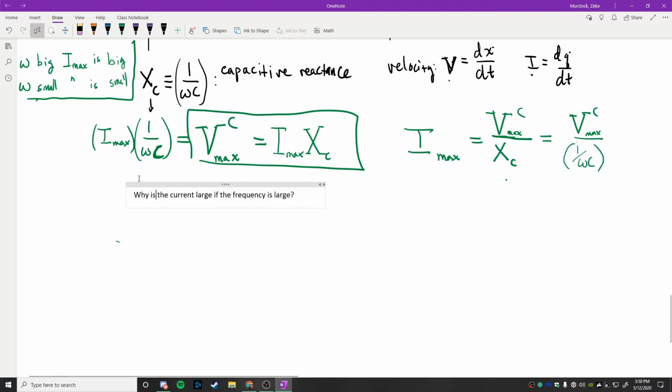Now, it also depends on C too, right? I mean, the smaller the value of the capacitance, the bigger this becomes. What about the opposite? Maybe it makes more sense to think about why the current is... okay, if this is small, this becomes big.